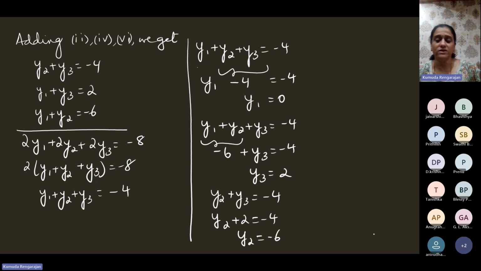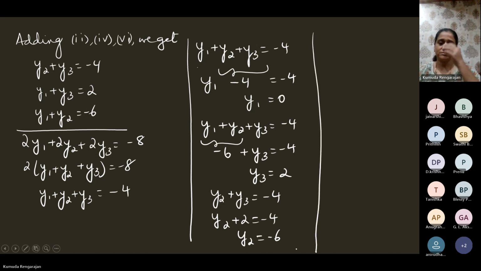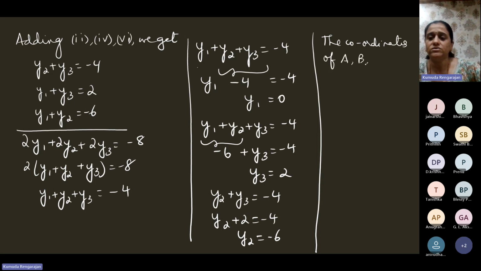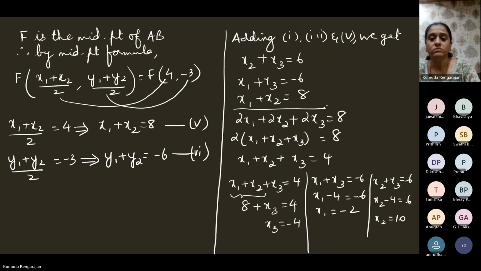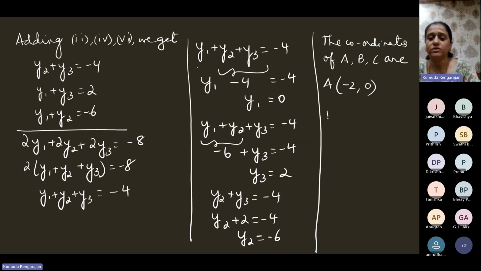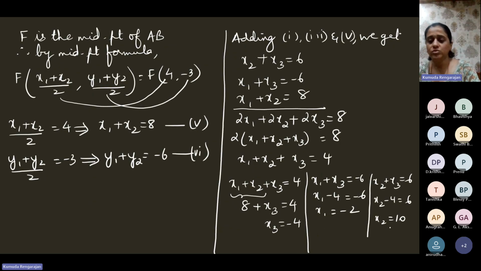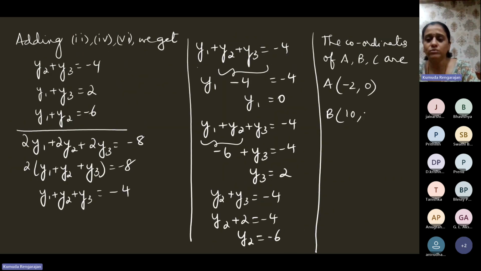I pray my calculations are correct. So now A is given by the coordinates of A, B, C. A is what? X1, Y1. X1 is minus 2, Y1 is 0. X2, 10. Y2, minus 6. X3, minus 4. Y3, 2.